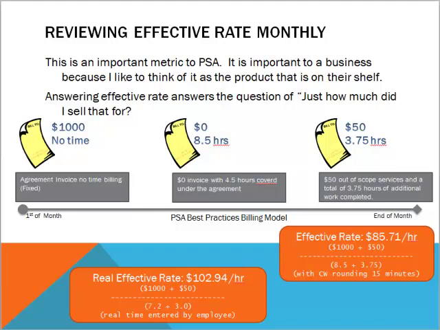In looking at how an organization will typically do agreement billing, you want to make sure that you have your PSA best practices billing model in place, so that all invoices generated against a given agreement are also generated in that given month. In this example, at the first of the month we bill our agreement for $1,000 for a given client. At that time we have no idea how much time we are going to put into the agreement. Somewhere around the middle of the month, a second invoice is sent to that client. It is a $0 invoice because 8.5 hours that were rounded up in Connectwise were covered under the agreement.